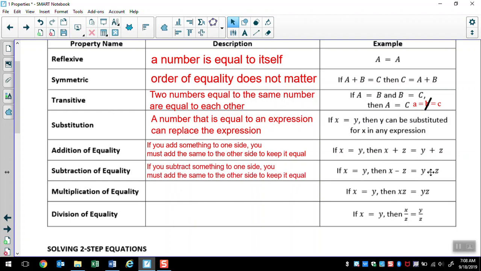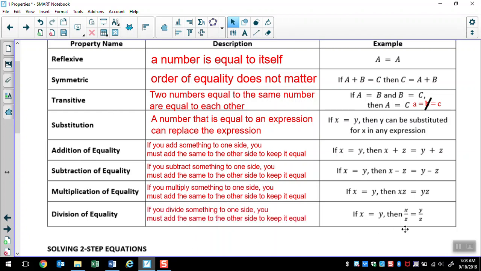If I subtract the same number from both sides, then my equation will remain equal. Same with multiplication. If I multiply both sides by the same number, then my equation will stay equal. And then again with division. If I divide both sides by the same number, my equation will still be equal. All right, so those are all of our properties.